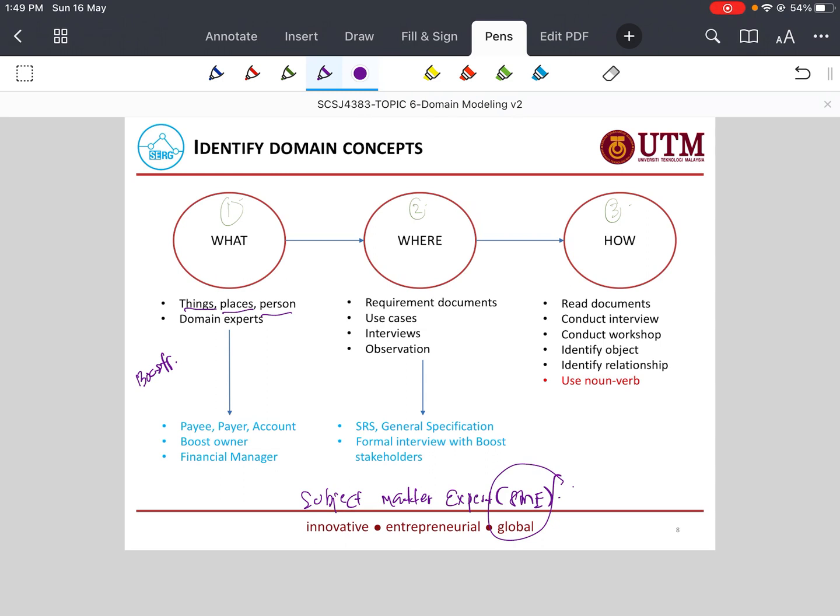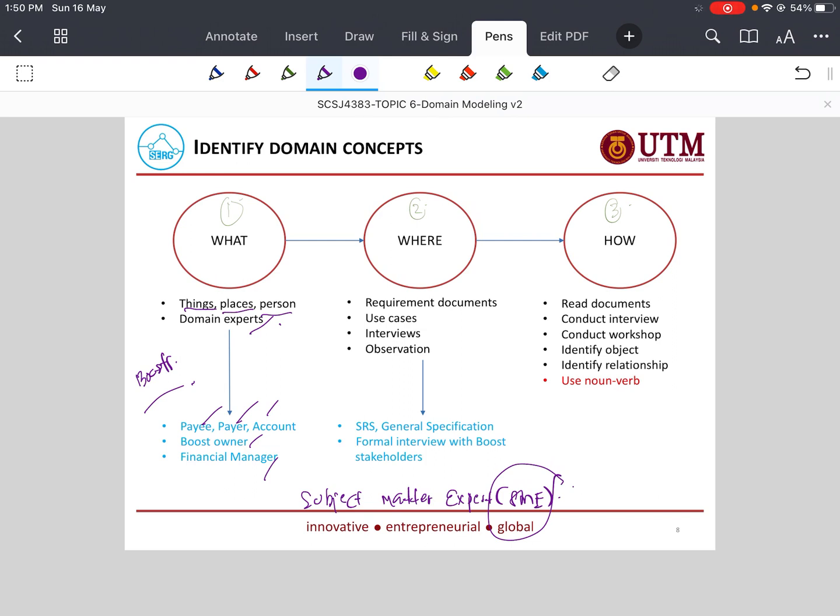Mostly, a subject matter expert doesn't know anything about software or systems, so avoid asking about very technical terms, for example API, Google API and so on. They know nothing; what they know is only their own domain. So avoid that kind of question. For example here, the things, places and persons you can get from the domain expert. For Boost, for example: payee, payer, account, Boost owner and financial manager.